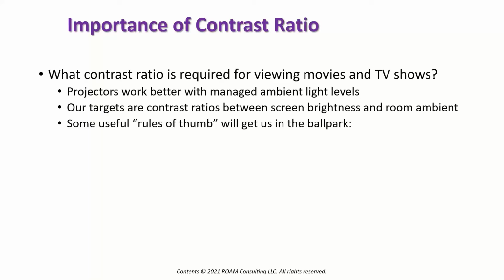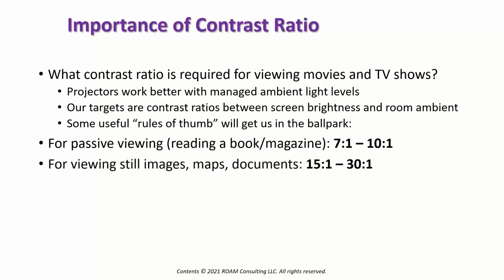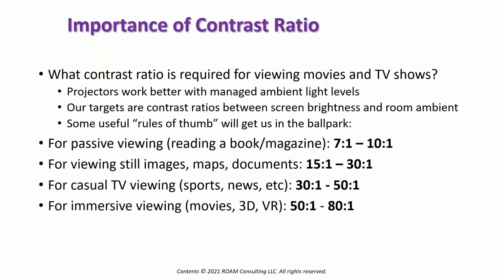Projectors work better with managed ambient light levels. Everybody knows that. Control the ambient light, you see a better image on the screen. Our targets are contrast ratios between screen brightness and room ambient. And here are some useful rules of thumb. You may not know this, but to read a book, you only need about 7 to 1 to 10 to 1. For viewing still images, maps, or documents, 15 to 1 to 30 to 1 will do the job. For casual TV viewing, 30 to 50 to 1. For immersive viewing, 50 to 1 or better.